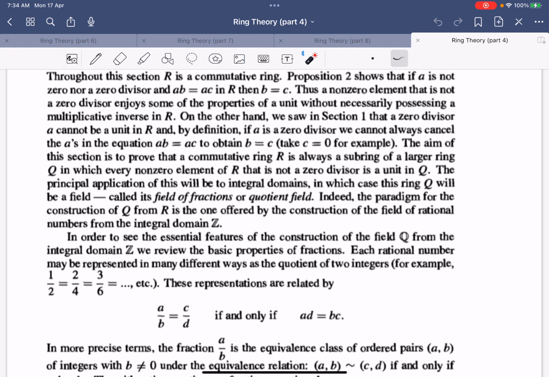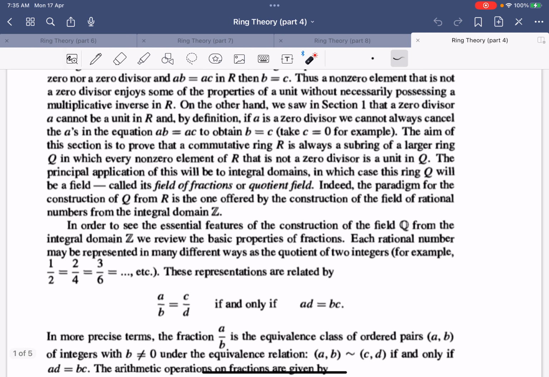And so, we want to prove that a commutative ring R can always be a subring of this larger ring Q, in which every non-zero element of R that is not a zero divisor is a unit in Q. So you're really creating a larger ring in which all the non-zero divisors in R are units in Q. And if R was an integral domain, then this ring that we created will be a field, and it's really called the field of fractions.